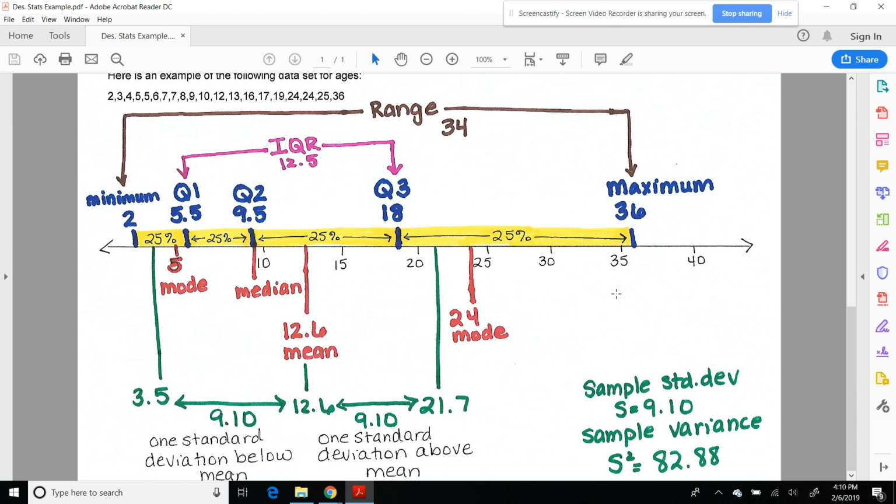This is just laying this out as an easier way to do it. And remember, sample standard deviation isn't going to be on the number line because it's a range. Sample variance, we're not going to include either, because it's the sample standard deviation squared, and again, that's a range. I hope this has been helpful for you to understand.